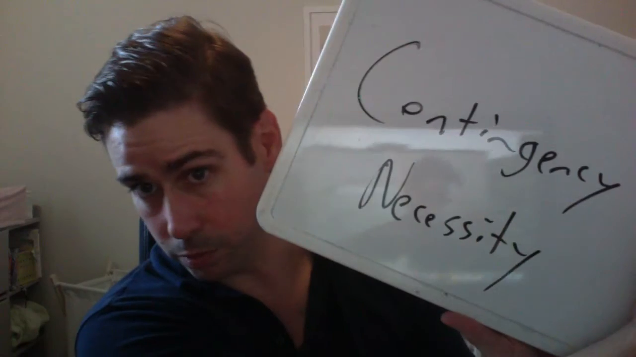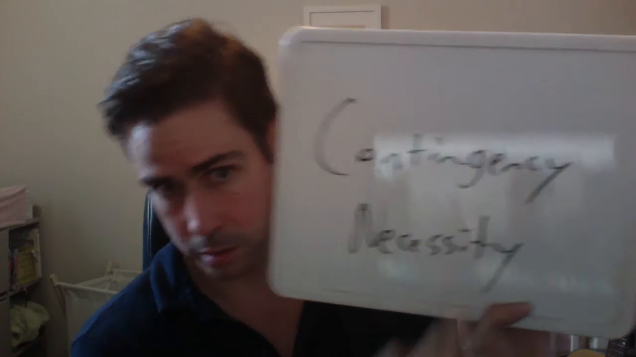Most truths are contingent truths. It's the other word on the board. Contingency is something that might be otherwise. So, 2 plus 2 is 4. Necessary. Because it's not only true, it's the kind of thing that you can't make false. And no one else can make it false either.